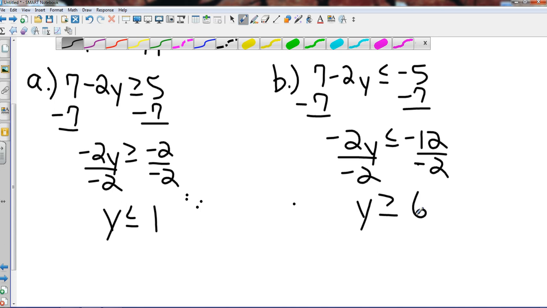Can a number be less than or equal to 1 and greater than or equal to 6? But this is absolute value, right? So this isn't an and. It can be one or the other, remember, because we can have two answers in an absolute value. So be very careful. Absolute values are not ands. They are ors. They can be either one.